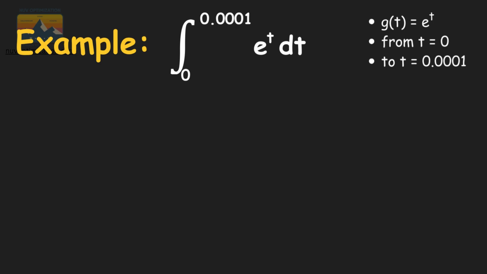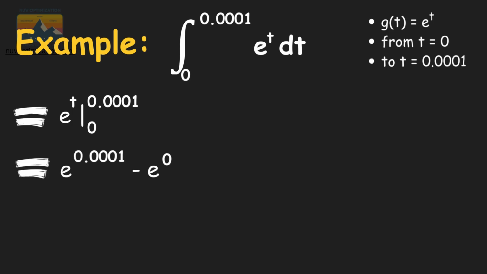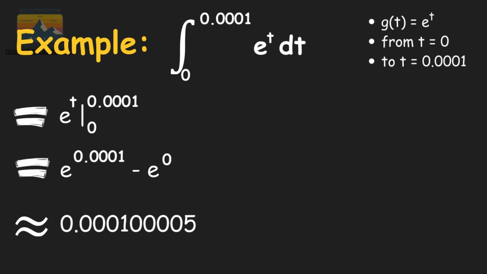0.00010005. Now, let's find the exact answer for this integral. The integral of e to the power of t is simply e to the power of t, so the correct answer is e to the power of 0.0001 minus e to the power of 0. This also calculates to approximately 0.00010005.